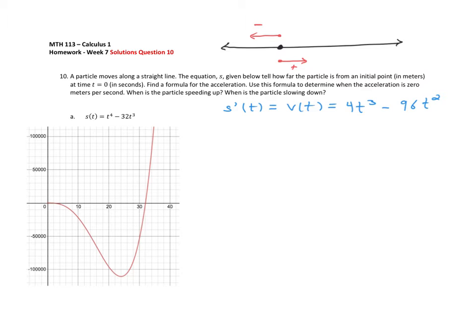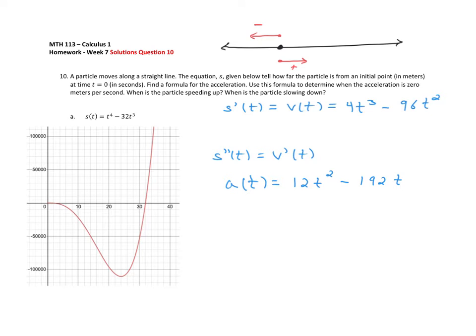A negative velocity means we're going to the left, and positive means we're going to the right. Okay, but that still is not the acceleration. The acceleration is going to be the second derivative of this equation. That is the derivative of the first derivative, and this is what we're going to call a of t. Taking the derivative of this equation, we get 12t squared minus 2 times 96, which is 192t.